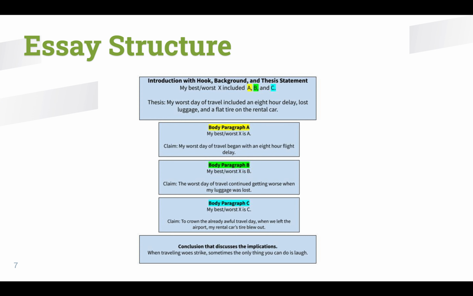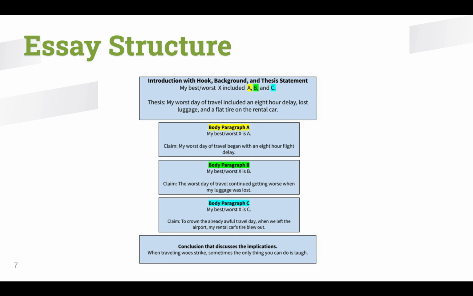You're going to do the same thing. There will be 3 contributing factors to your best or worst, whatever it is that you choose to write about. Then the first thing you mention in your thesis statement is going to be the claim of your first body paragraph, as you can see in the yellow here.